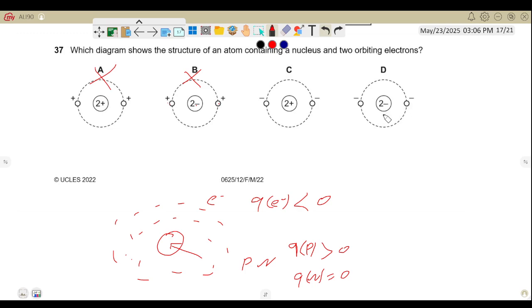Here the nucleus is not negatively charged, so it couldn't be the answer. The correct answer for us is C. Two positive charges in the nucleus compensated by the two negatively charged electrons outside of the nucleus here.